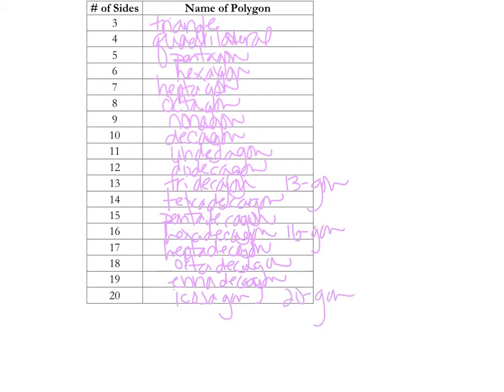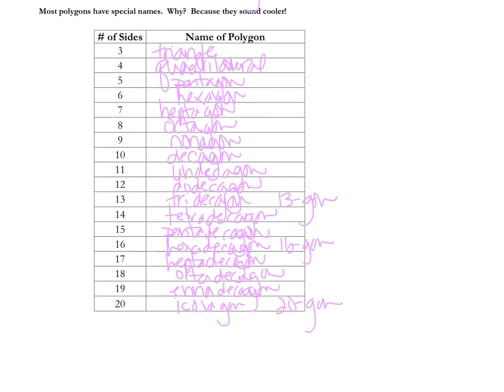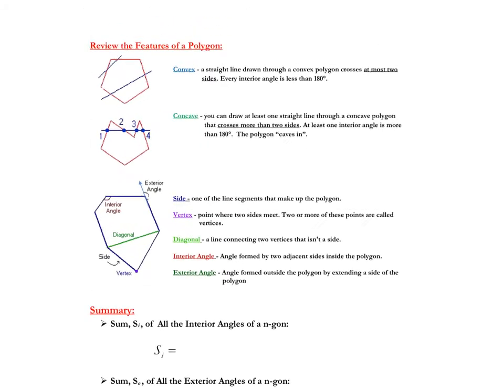So which ones should you really know? You should really know these 10 by their special names and not just a 3-gon or a 5-gon. After that, you guys can just use the number of sides plus gon. All right, next notes.